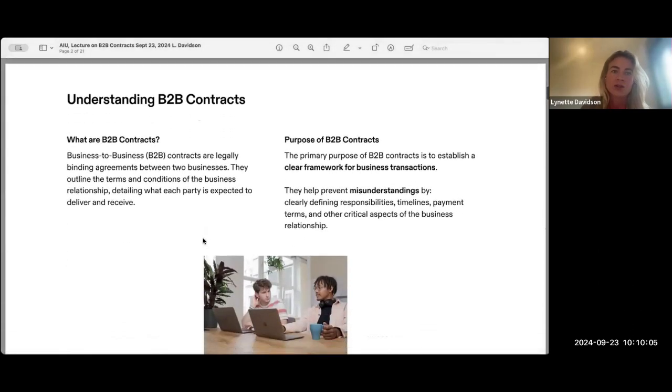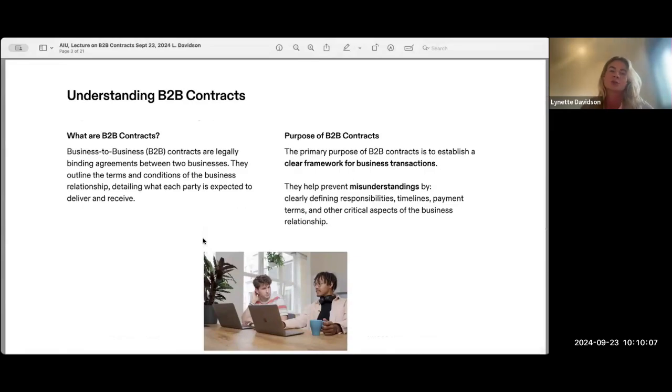So today we're going to first discuss what business-to-business contracts are. So what is a business-to-business agreement? Well, it's basically a legally binding agreement, as the name already says, between two companies. A business-to-business contract is supposed to outline the terms and conditions of the business relationship, because it governs the relationship between two different entities. And it should detail what each party is expected to deliver and receive.